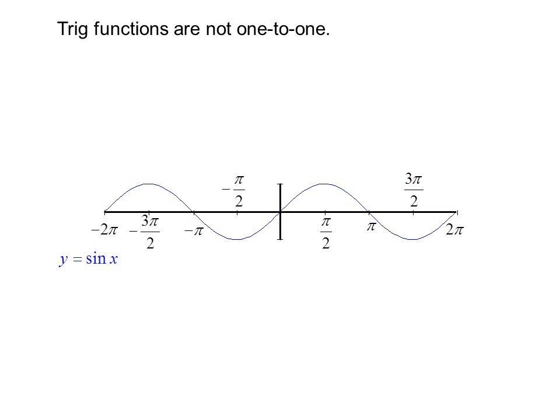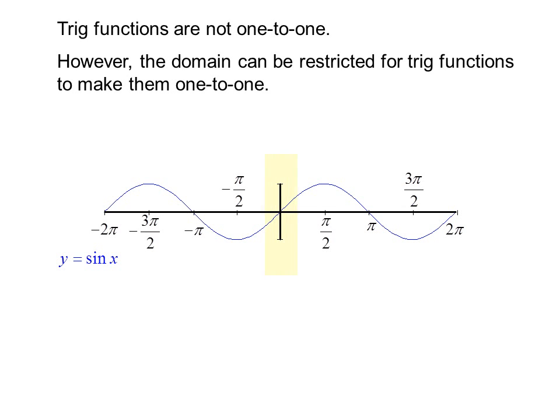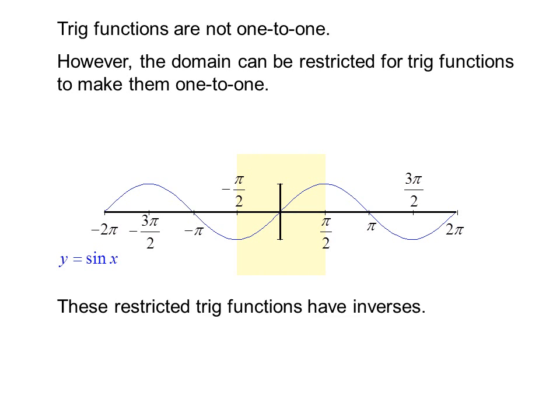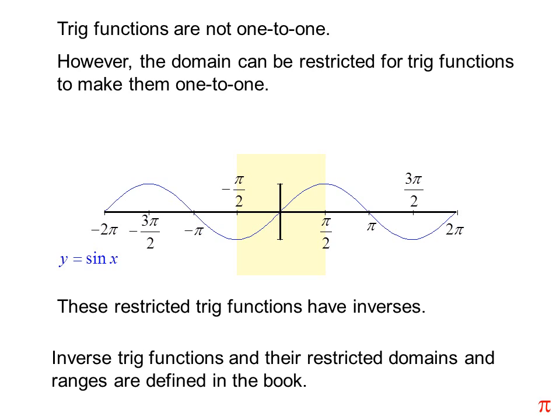Trig functions are not one-to-one. They would fail the horizontal line test. However, the domain can be restricted for trig functions to make them one-to-one. These restricted trig functions have inverses. Inverse trig functions and their restricted domains and ranges are defined in the book.